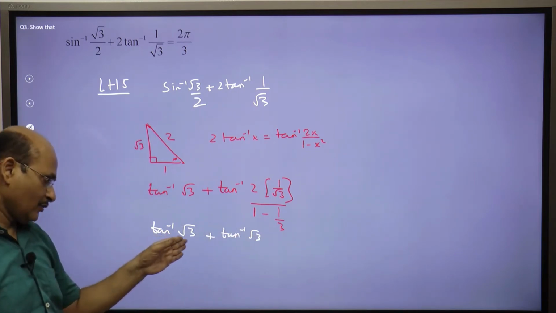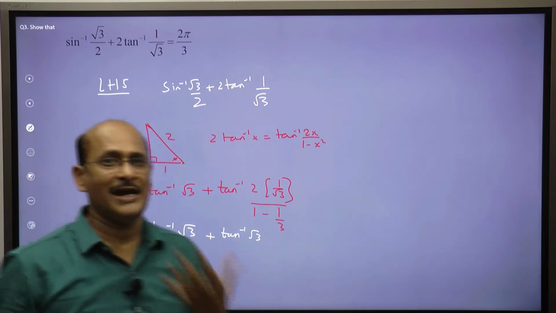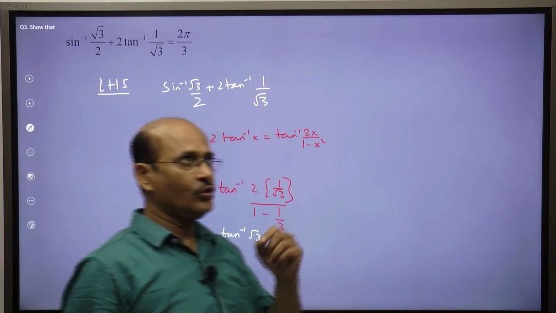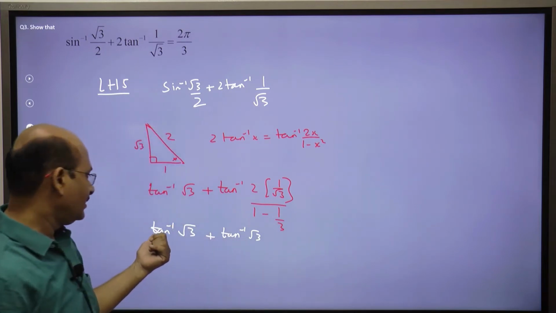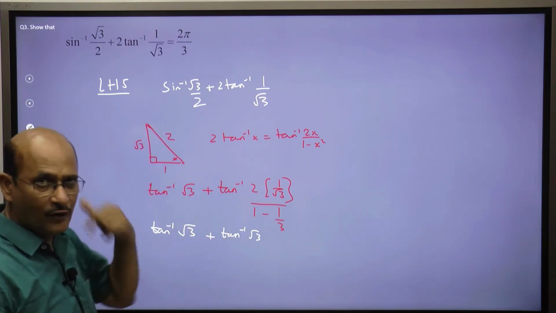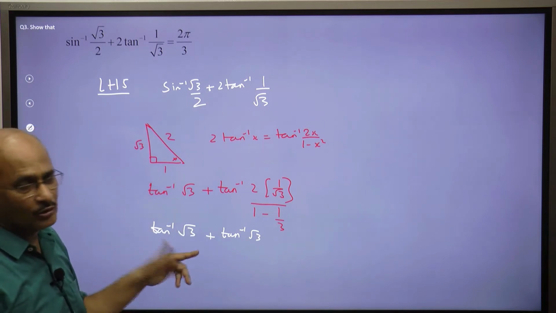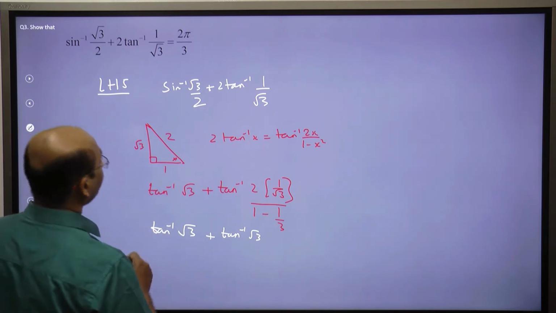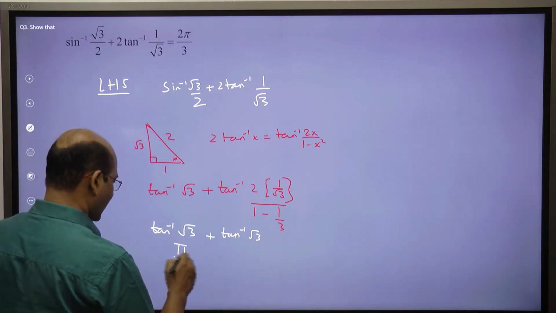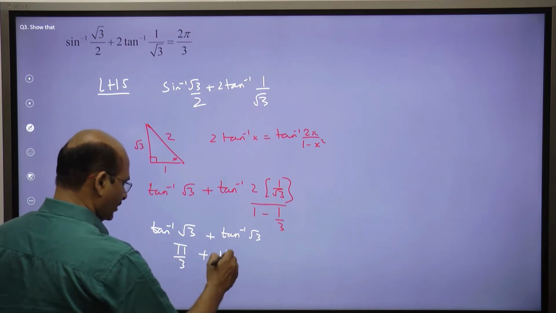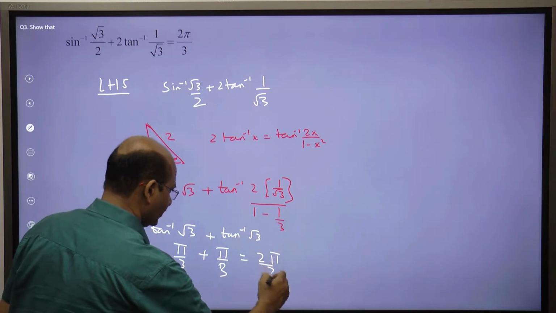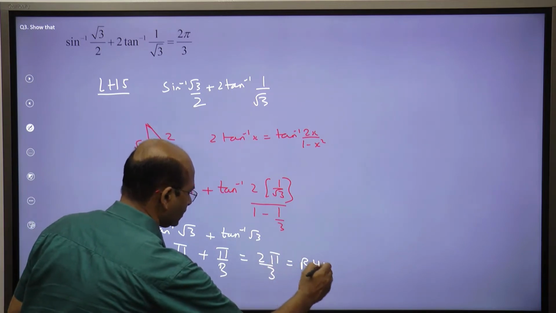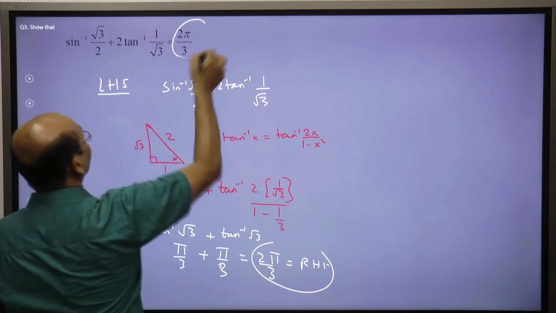What is tan inverse root 3? I mean to say, value of what angle is tan root 3? That is, tan of what angle is root 3? So tan inverse root 3 is nothing but, I think, pi by 3, right? So this is nothing but pi by 3 plus pi by 3, which is 2 pi by 3, which is equal to RHS. You can have a look at this.